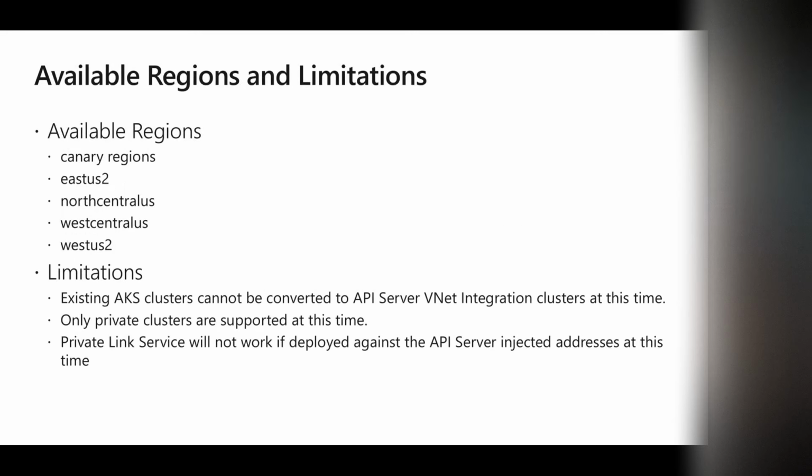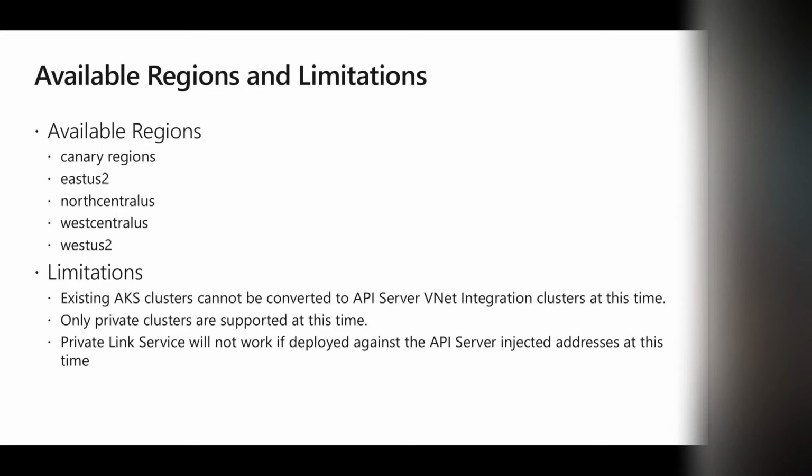And this is in public preview at the moment. And this is kind of a quick summary. There are some limitations that you should be aware of. If you have an existing cluster, you cannot migrate it to this model at the moment. An existing cluster cannot be migrated to this API server VNet integration model, which is kind of similar to app service VNet integration, but you cannot migrate an existing AKS cluster into this model.